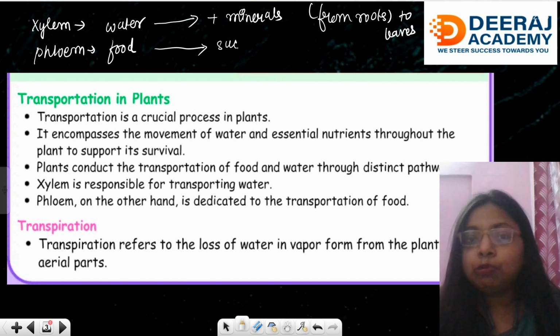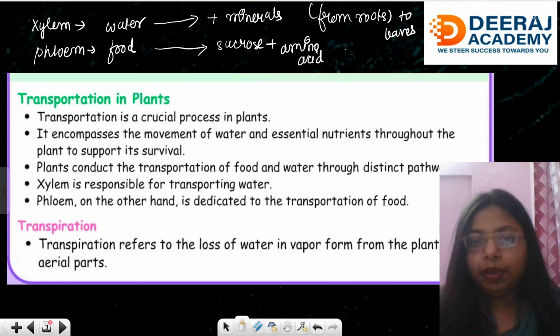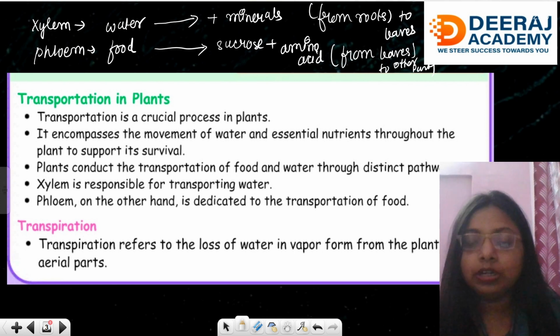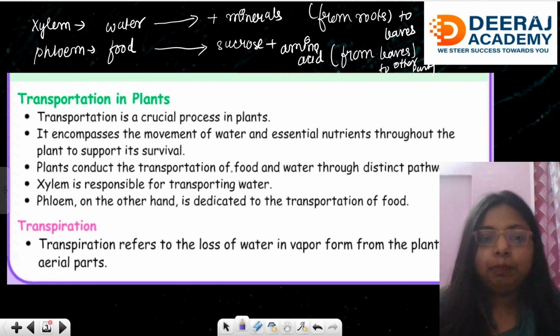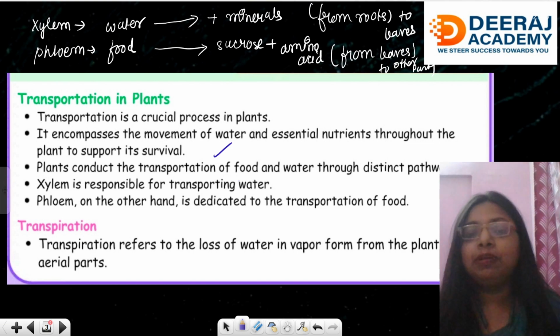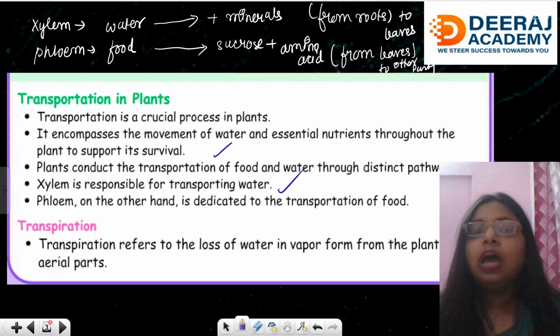And the food, that is sucrose plus amino acids, goes from the leaves to other parts of the plant, that is the storage organs. So transportation in plants is a very crucial process, and it encompasses the movement of water and essential nutrients throughout the plant to support its survival. Plants conduct the transportation of food and water through distinct pathways. The xylem is responsible for water transport, and the phloem, on the other hand, is dedicated to the transportation of food.